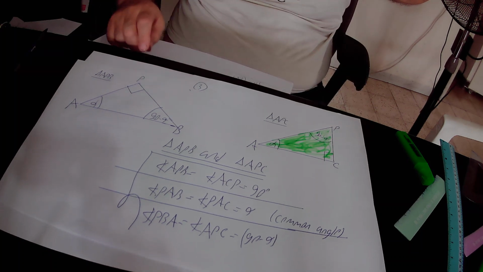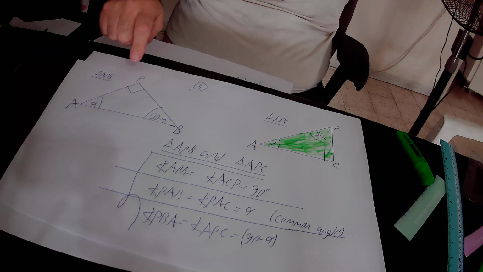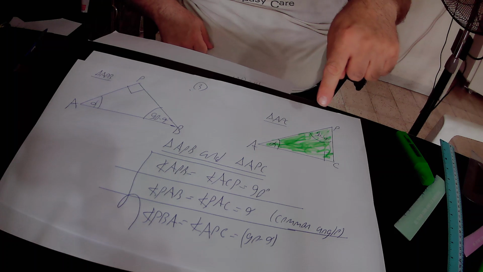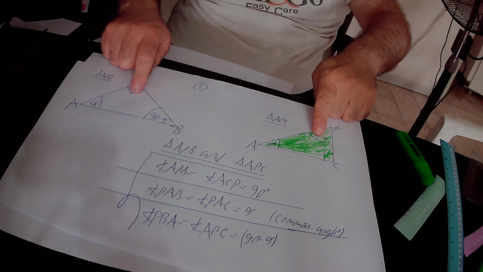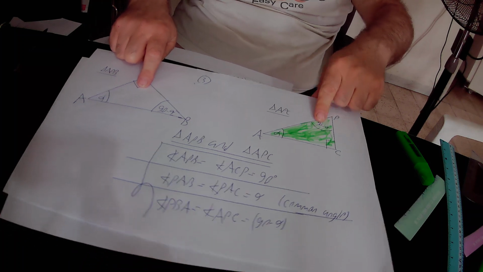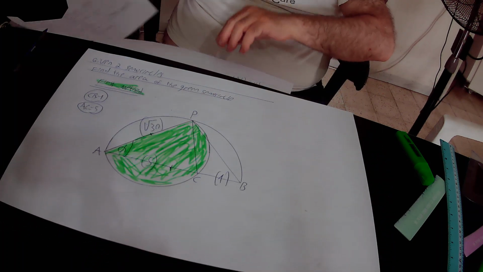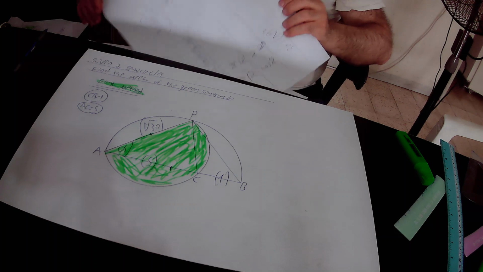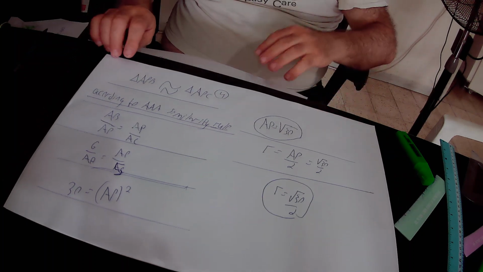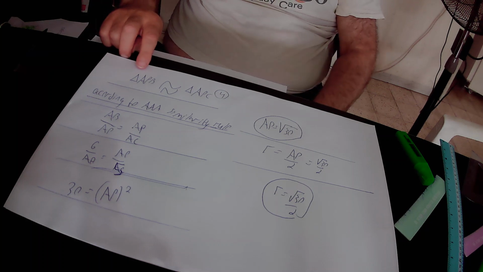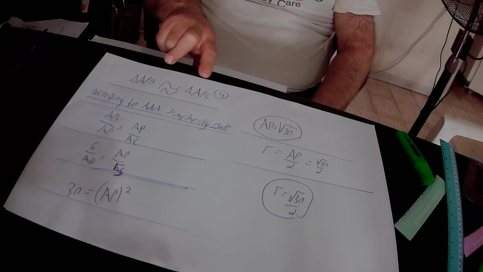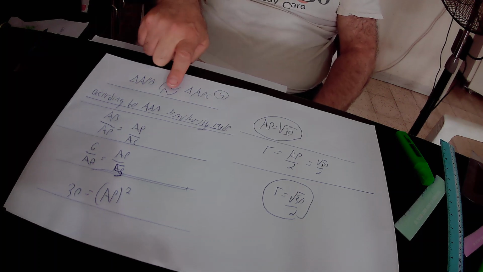So I actually proved that all the angles in this right triangle APB are correspondingly equal to all the angles of this right triangle APC, therefore those two right triangles are similar to each other according to the angle similarity rule. Repeat again, I actually proved that the right triangle APB is similar, this is the sign of similar, to the right triangle APC according to the angle similarity rule.